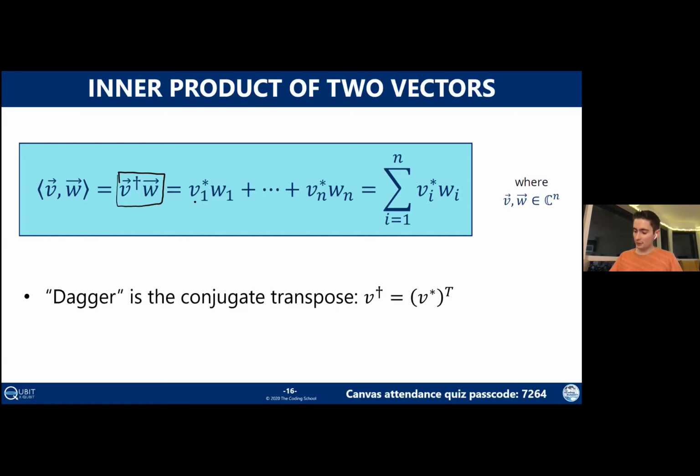If you expand all of this out, you get a sum that looks like this. We're basically taking the first element of V conjugated times the first element of W, plus everything all the way up to the nth element. But for a lot of the stuff we'll be doing in this course, we're only working in 2 dimensions. So there is a much simpler formula for 2 dimensions, which is just V1 conjugate W1 plus V2 conjugate W2. That's really all you need to remember for this. Sure, we can look at this big fancy formula and try to understand it, absolutely, but for the time being, the best thing to do is just to memorize this formula.